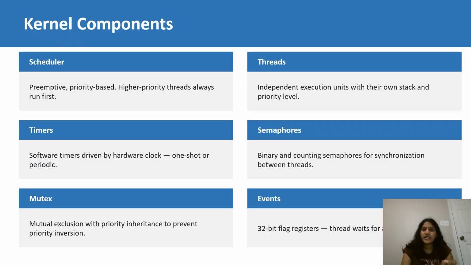Threads are independent units of execution. Each has its own stack and a priority. Timers are software timers driven by the hardware clock, used for periodic tasks like sensor reads or communication timeouts. Semaphores, both binary and counting, let threads signal each other and control access to shared resources. And mutex provides mutual exclusion with priority inheritance, which solves the classic priority inversion problem. Events use a 32-bit flag register where each bit represents a condition. A thread can wait for any one bit or all of them to be set.